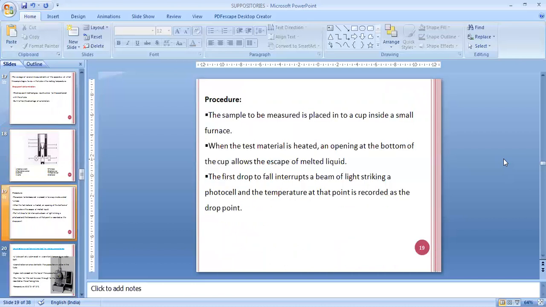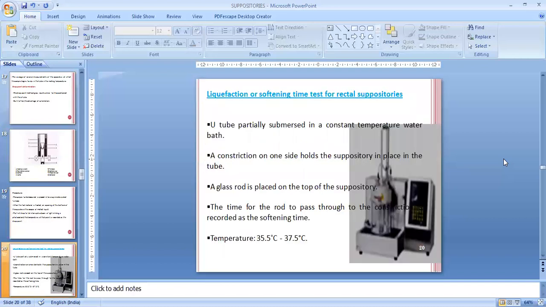So here the sample to be measured is placed into a small cup which is already inside the small furnace. When the test material is heated, an opening at the bottom of the cup allows the escape of melted liquid. The first drop to fall interrupts a beam of light striking a photocell, and the temperature at that point is recorded as the drop point.